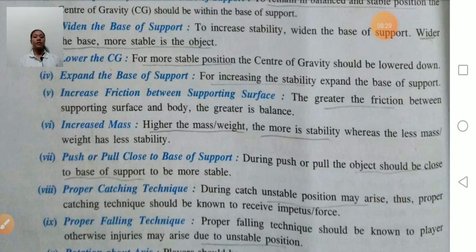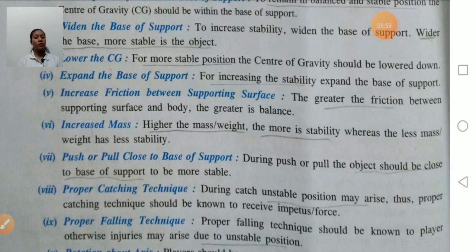Increase mass. The higher the mass or weight, if the person is heavy, then there will be more stability, whereas with less mass or less weight, there is less stability. If the person is 10 kg, he has less stability than a person who is 50 kg. The heavier the weight, the more stability.